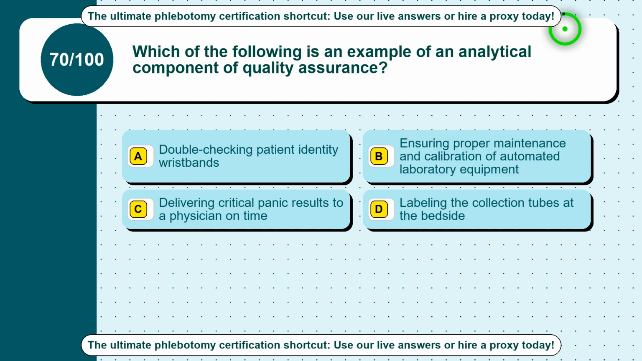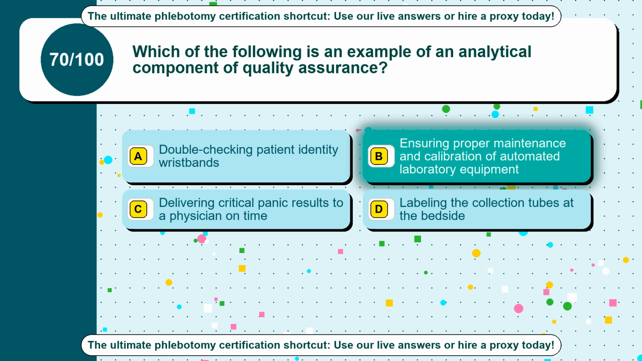Question 70. Which of the following is an example of an analytical component of quality assurance? Option A. Double-checking patient identity wristbands. Option B. Ensuring proper maintenance and calibration of automated laboratory equipment. Option C. Delivering critical panic results to a physician on time. Option D. Labeling the collection tubes at the bedside. The correct answer is option B.